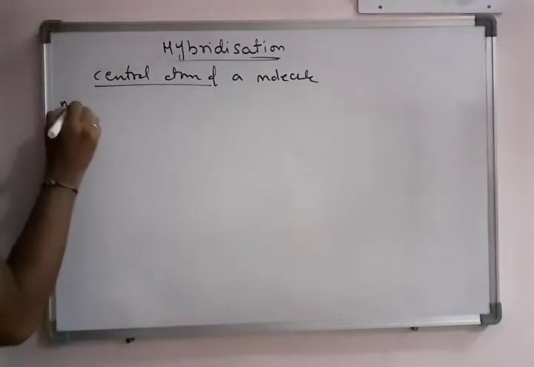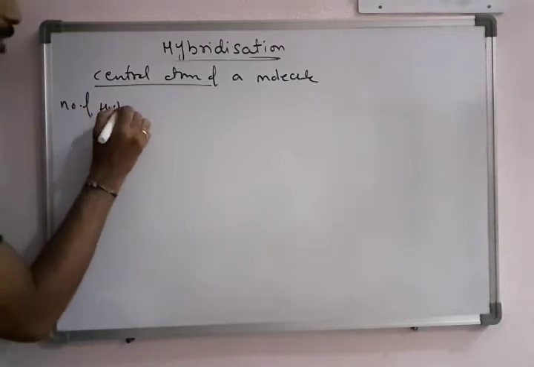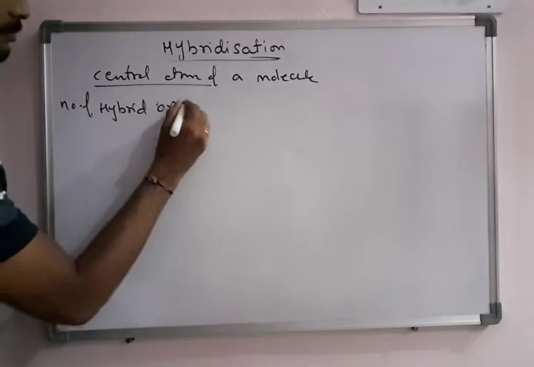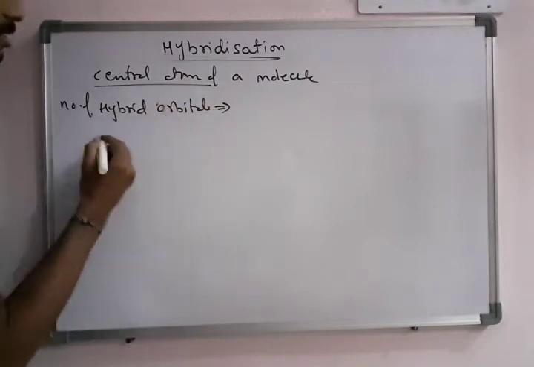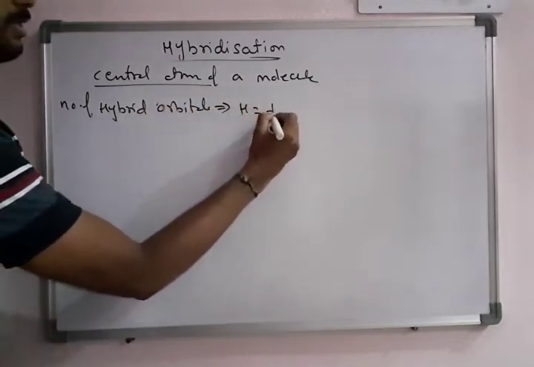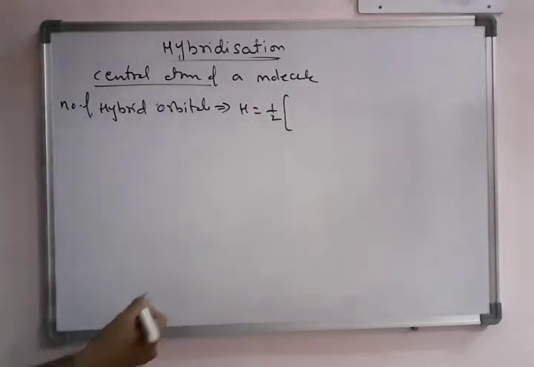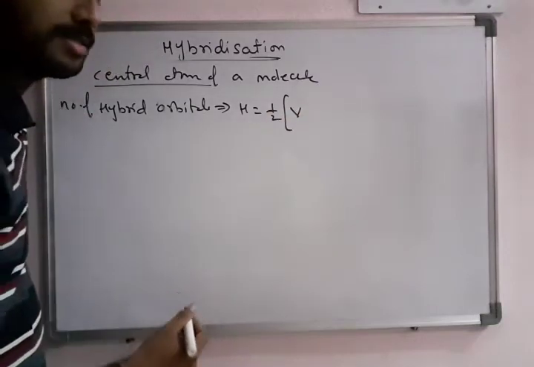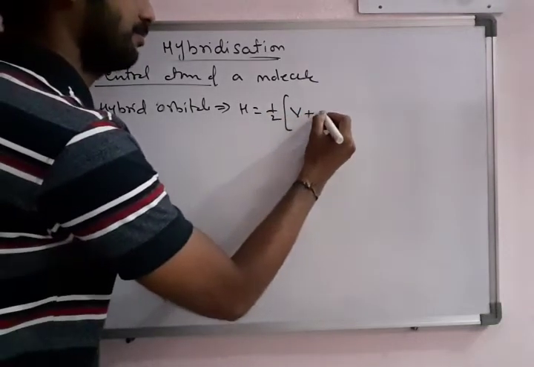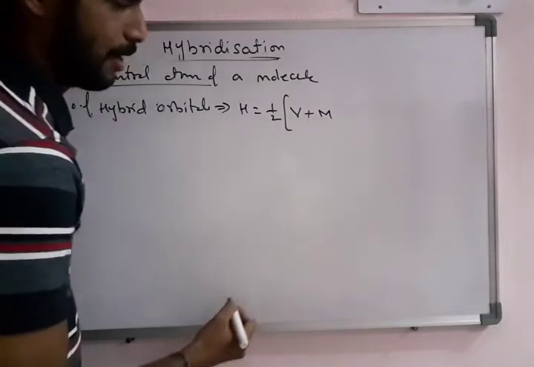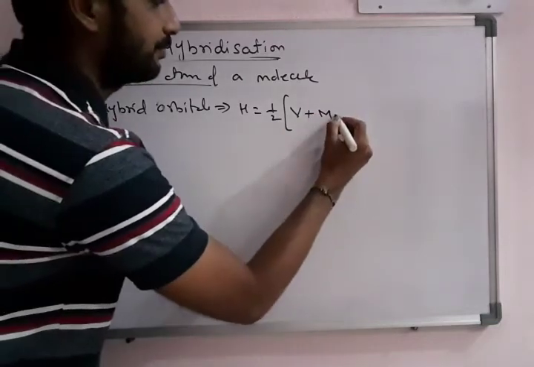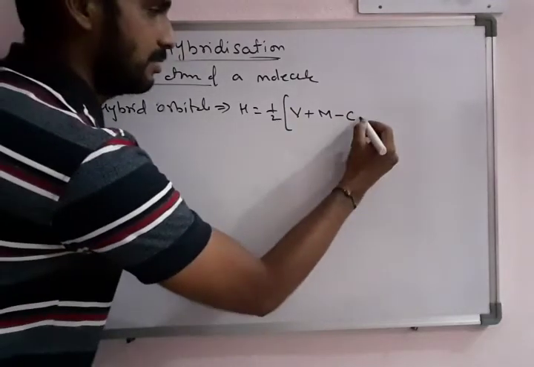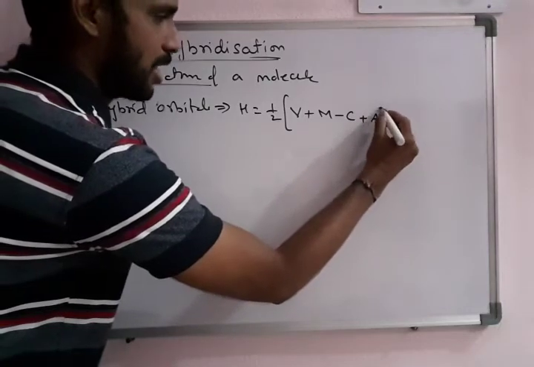Now, what is the formula for the number of hybrid orbitals? The number of hybrid orbitals H is equal to half into the number of valency electrons plus the number of monovalent atoms minus cation charge units plus anion charge units.